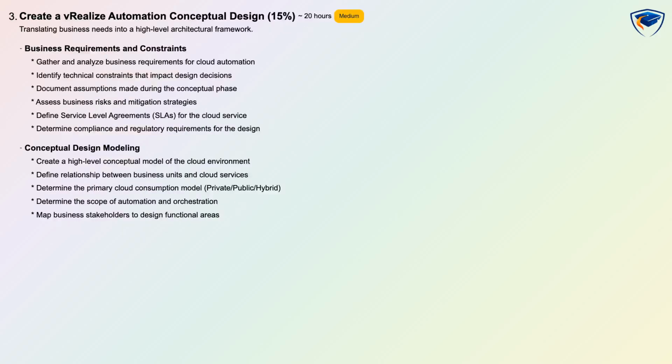The third domain, Create Realize Automation Conceptual Design, focuses on translating business needs into a high-level architectural framework. In this domain, you'll learn to gather and analyze business requirements for cloud automation, identify technical constraints that impact design decisions, document assumptions made during the conceptual phase, assess business risks and mitigation strategies, define service-level agreements for the cloud service, and determine compliance and regulatory requirements for the design.